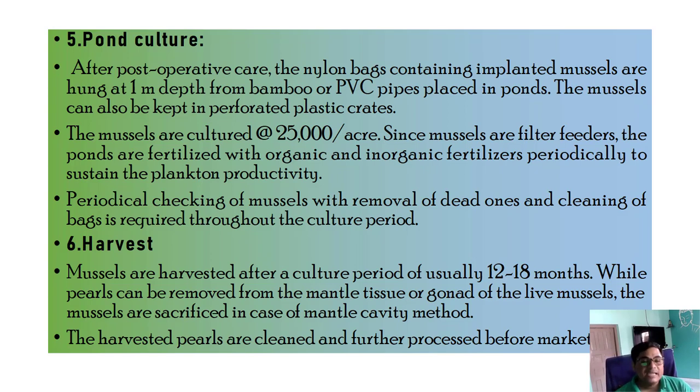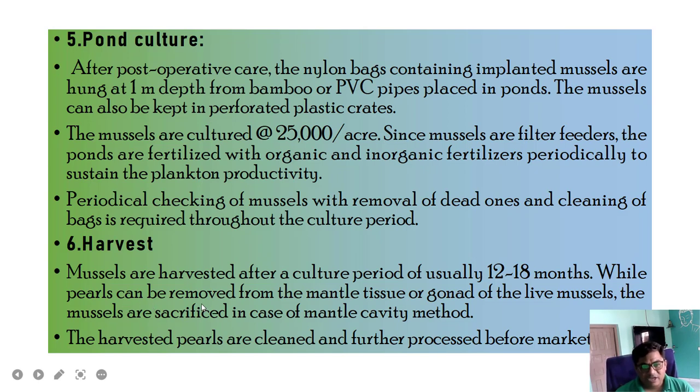Okay, and the last and very important criterion in mussel culture is the harvesting. Mussels are usually harvested after a culture period of 12 to 18 months, but up to about 3 years, a good quality pearl is formed. So we have to remember that in some mussels they produce pearls in between 12 to 18 months, and in some they produce up to 3 years.